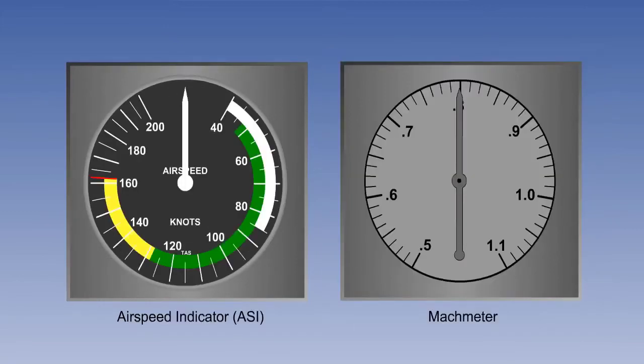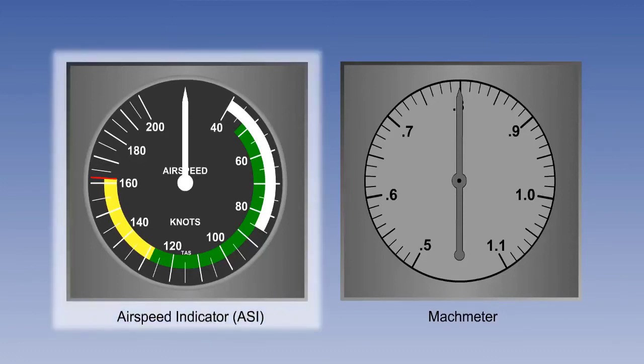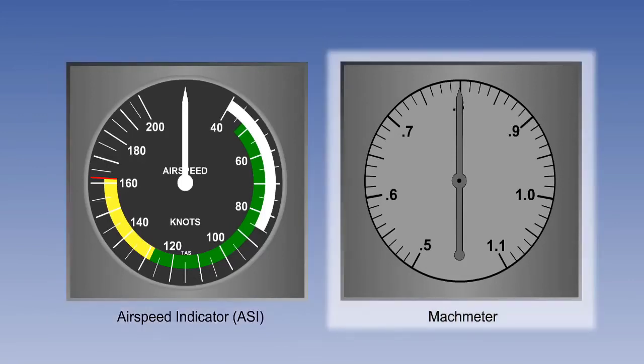The basic flight instruments which use both static and pitot pressure are the airspeed indicator, or ASI, shown here, and the Mach meter, shown here. Again, both these instruments are covered in detail in their own specific lessons.